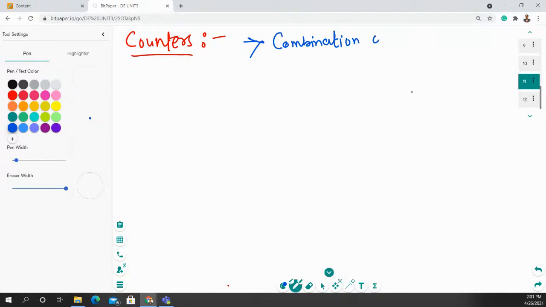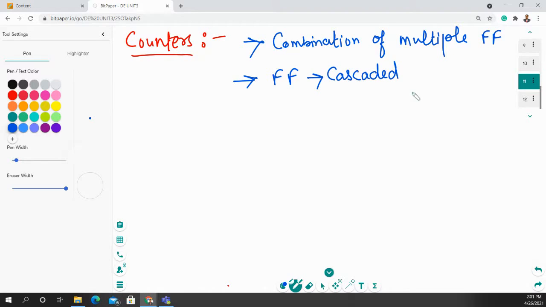Combination of multiple flip-flops. Okay, first point is clear. Second type, the sequential circuit, forming the cascading of flip-flops. Okay, so let's suppose that your flip-flops are cascaded with each other. They will form a sequential type of counter.